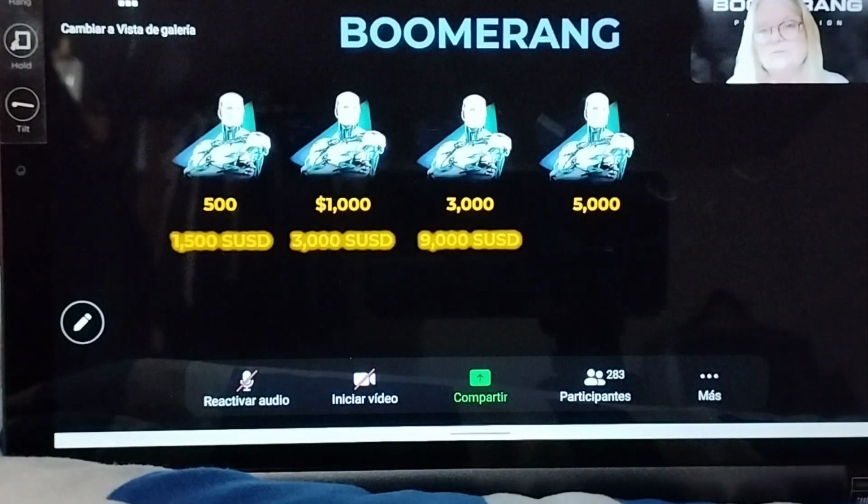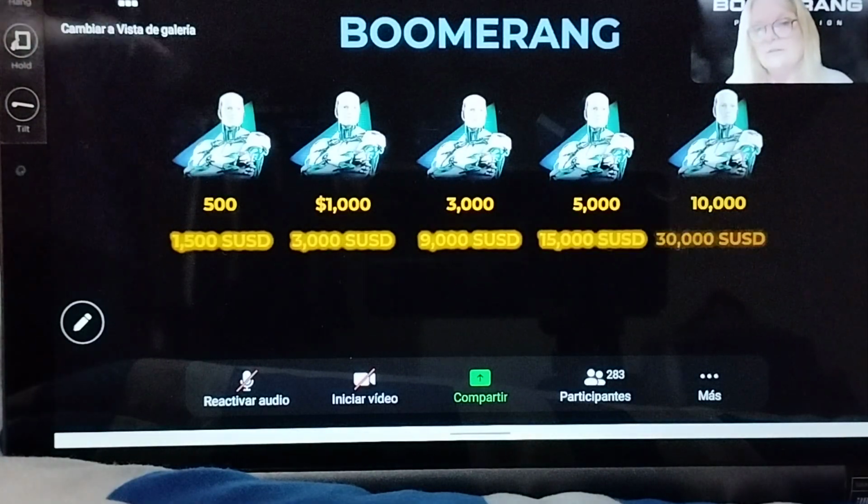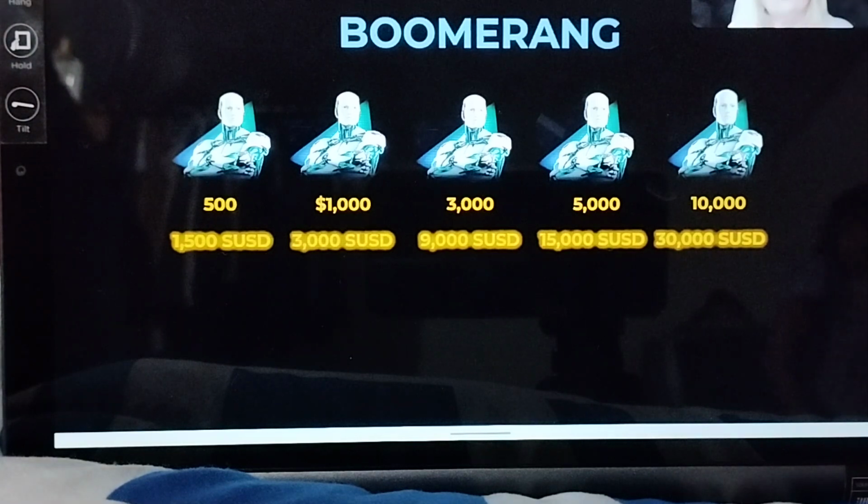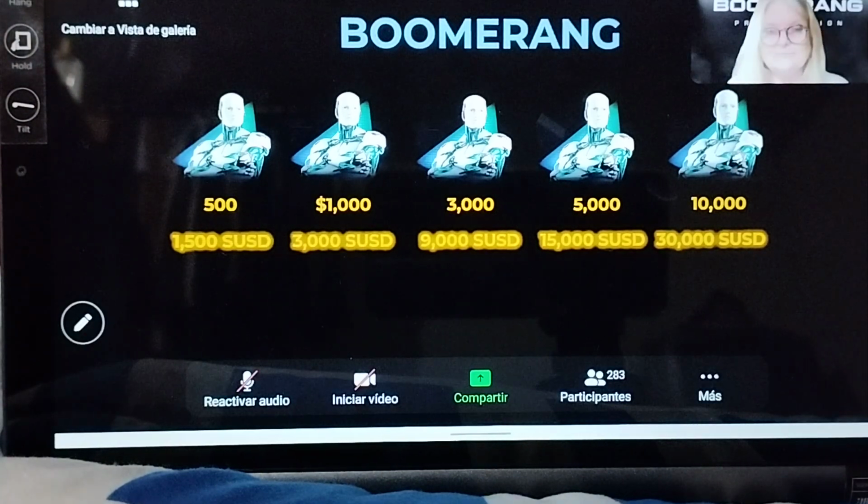But you can also start with boomerang packages. A $500 boomerang gives you $1,500. 1,000 gives you 3,000. 3,000 gives you 9,000. 5,000 gives you 15,000, and 10,000 gives you 30,000 worth of earning capacity.